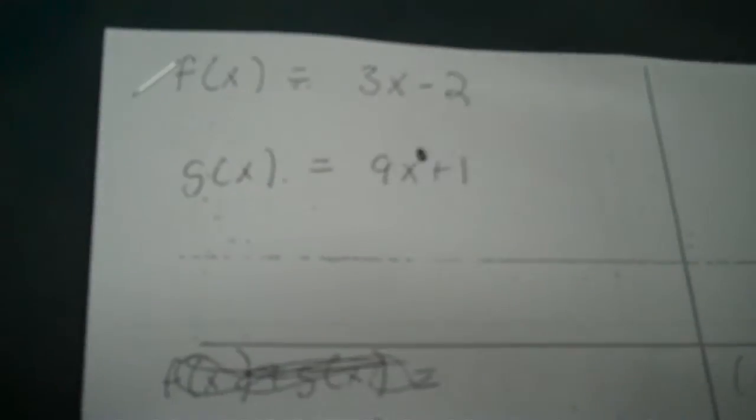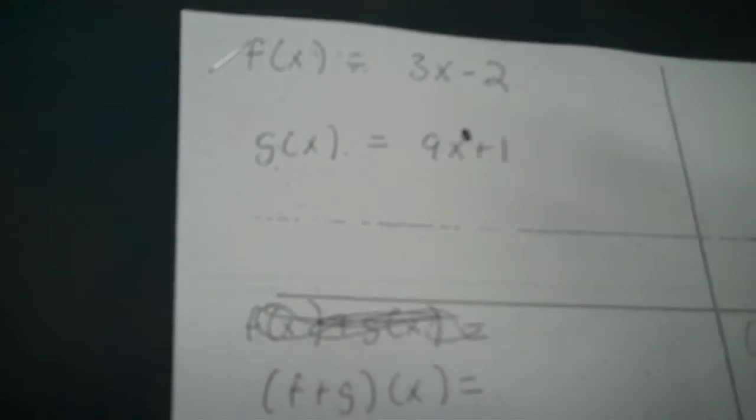Okay, first I want to review what you did yesterday. You seem to know what you're doing. So you got two functions, and what you're doing is just numerous operations between the functions. The f function is 3x minus 2, the g function is 9x plus 1. That's called functional notation when there's a parentheses x after it.